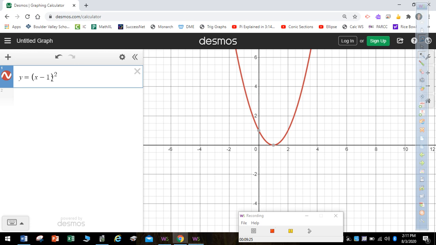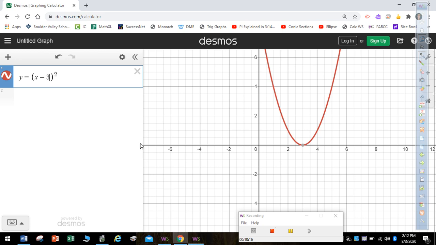Now, in the equation, if I make that x minus 2 in the parentheses, it moves to the right 2 spaces. X minus 3 moves to the right 3 spaces, and so on. So it turns out that when you are subtracting a number inside the parentheses, inside the function, it's going to move to the right.